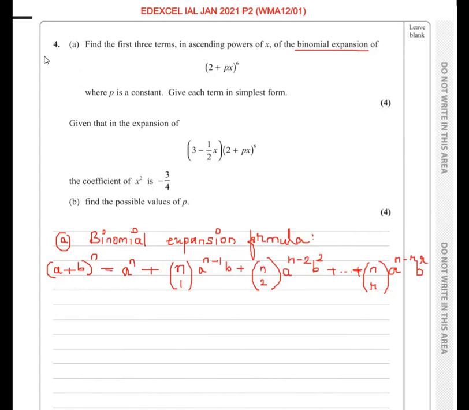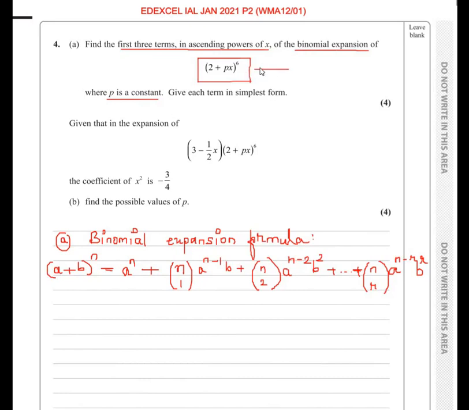This is question number 4 from Edexcel International Advanced Level, January 2021, paper 2. This question is on binomial expansion, chapter 4 from Pure Mathematics 2. The question states, find the first three terms in ascending powers of x of the binomial expansion of 2 plus px to the power of 6, where p is a constant. Give each term in its simplest form.